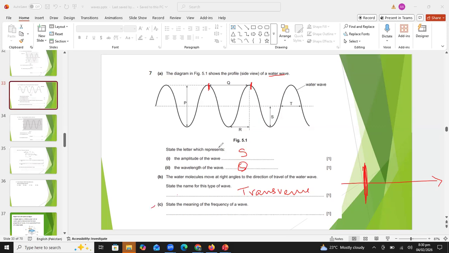All right, in the C part, they are saying state the meaning of the frequency of a wave. So, frequency means, you have to write the definition of frequency here. Number of cycles passing through a fixed point in 1 second is defined as frequency. Clear, students?